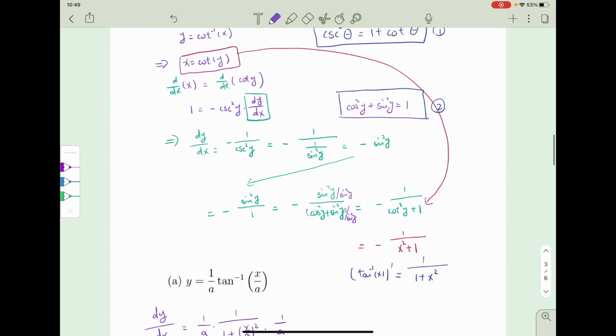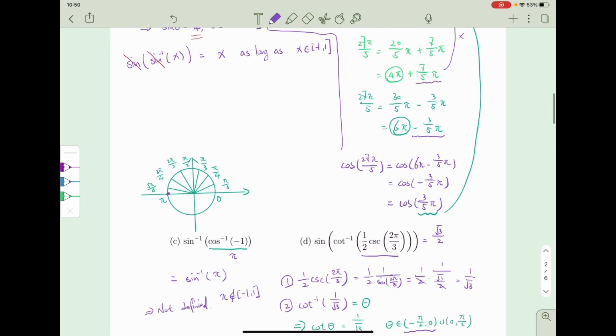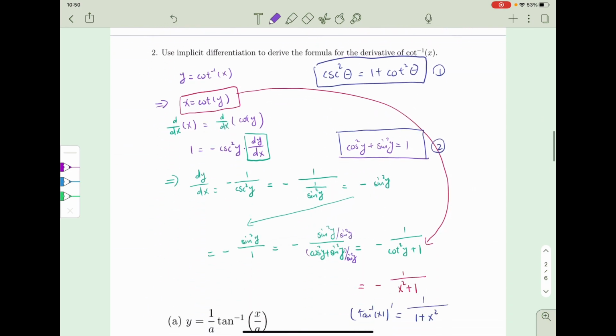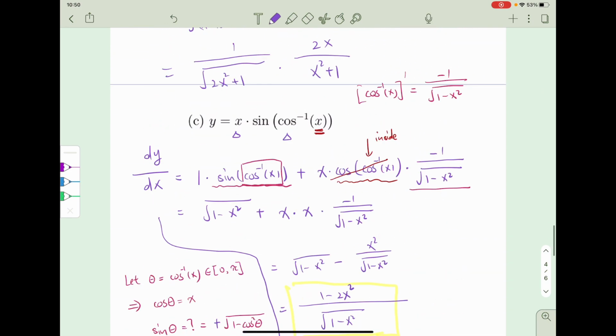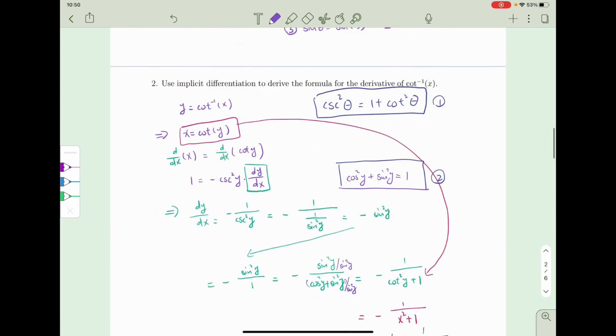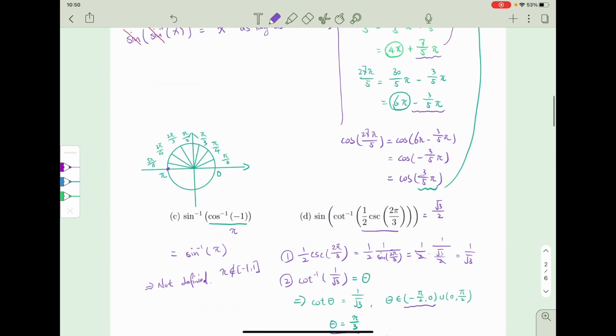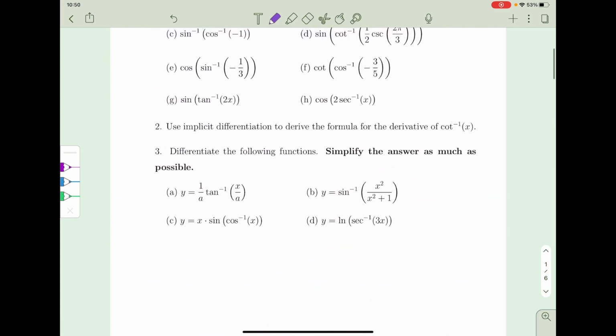Maybe we still have time to work out the last question, question D. If so, let's do that. Where is question D? I've lost question D. Okay, question D is here.